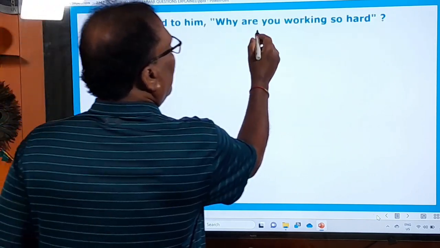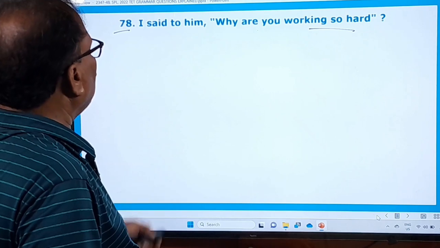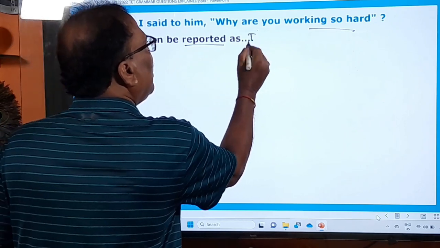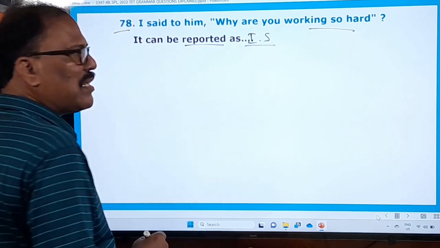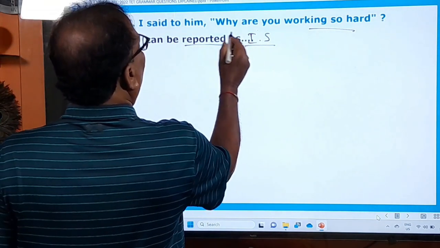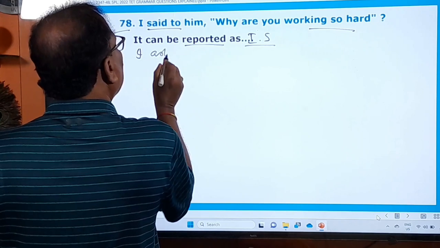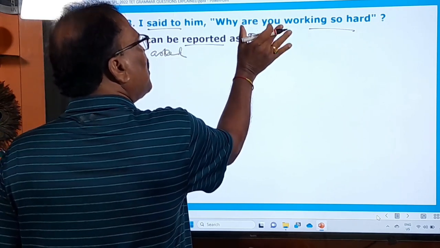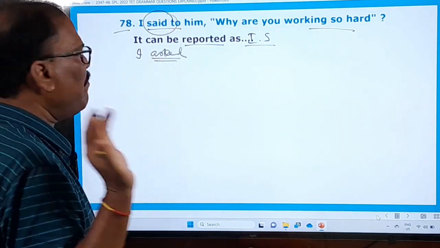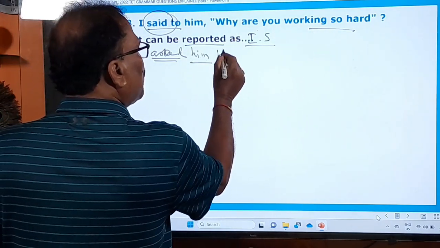The 78th one: I said to him, why are you working so hard? This is given in direct speech and what is he asking you to do? It can be reported as, reported means it can be changed into indirect speech. That means he is asking you to change it into indirect speech. When you change this, I said to becomes asked. Whenever there is a WH question or an ordinary question, this said to should be turned into asked. And the object is used as it is. Since it is a WH question, the same WH word must be used as it is.